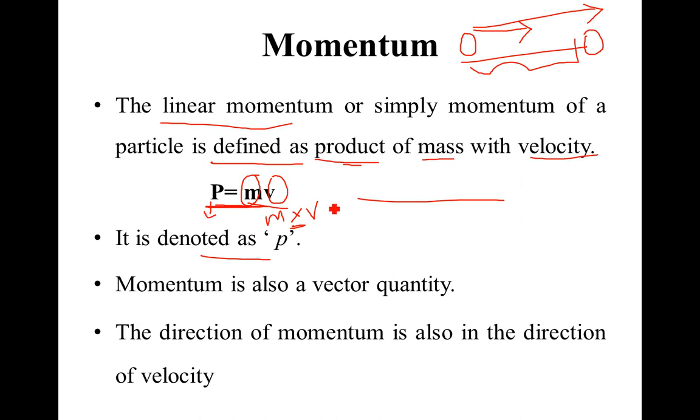As we know, velocity is a vector quantity, so obviously the momentum P should also be a vector quantity. Here only velocity is a vector, and based upon that we have related momentum also as a vector. So what will be the direction of the momentum? It depends upon the velocity. So it is in the direction of velocity.